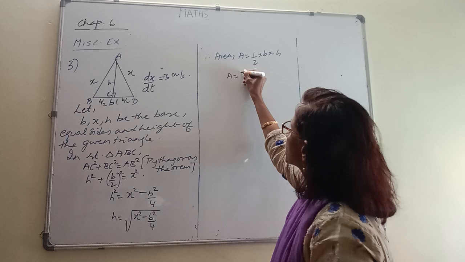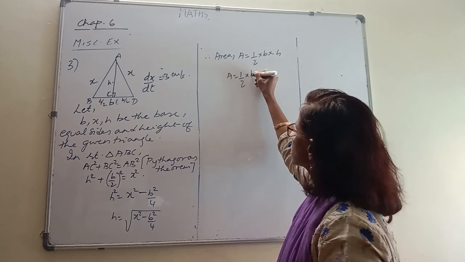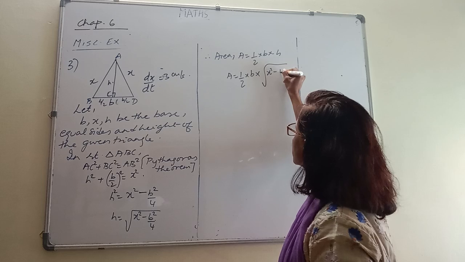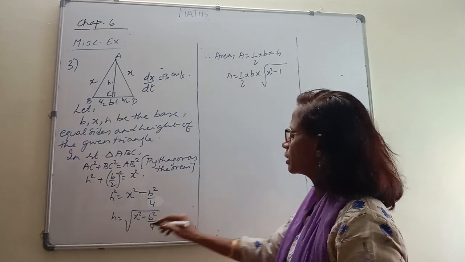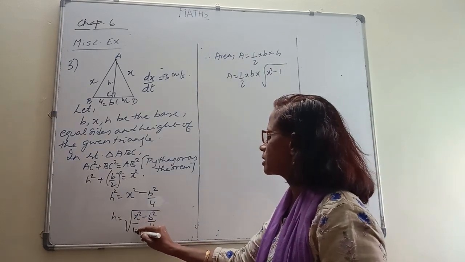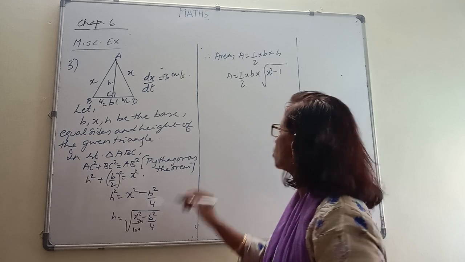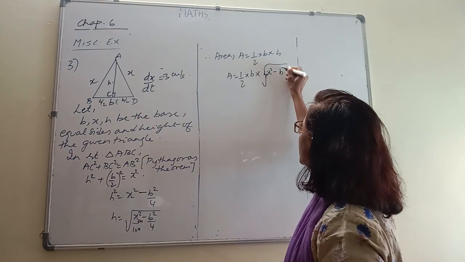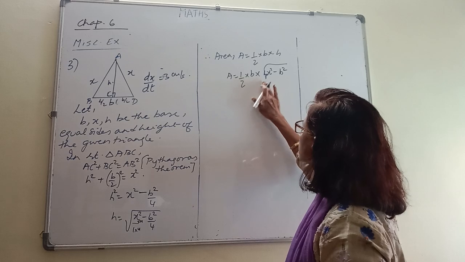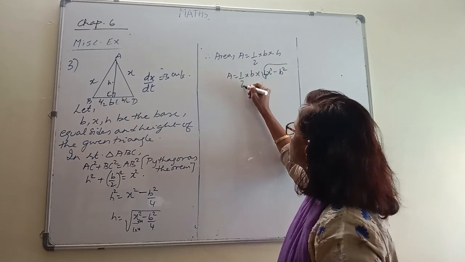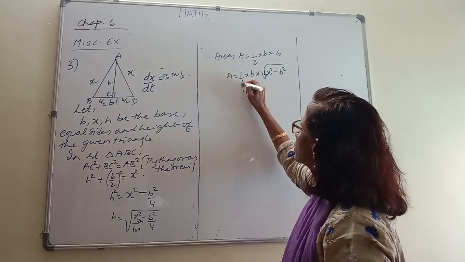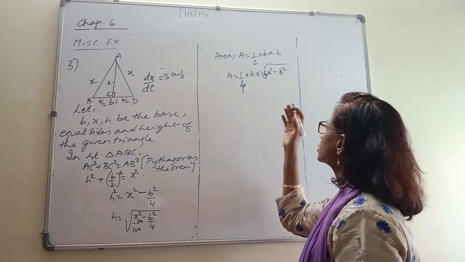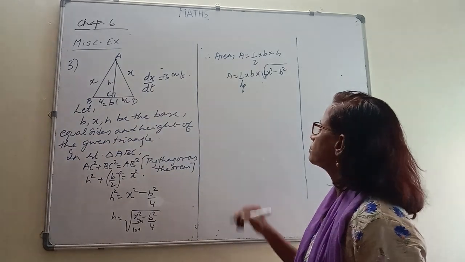So A is going to be half times base, which is B. It's a constant, you cannot change it. But H is root of X squared minus B squared over 4. Let's equalize it, that's better. Taking the 4 inside, it will become root of 4x squared minus b squared, and the root 4 can go out and become 2. So 2 times 2, let's move it out.